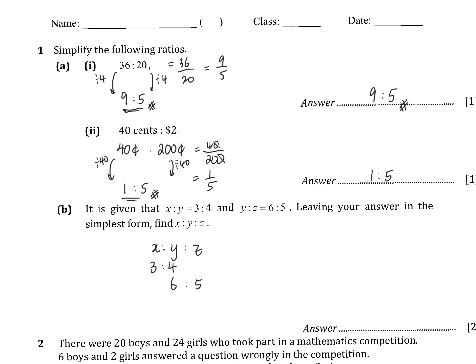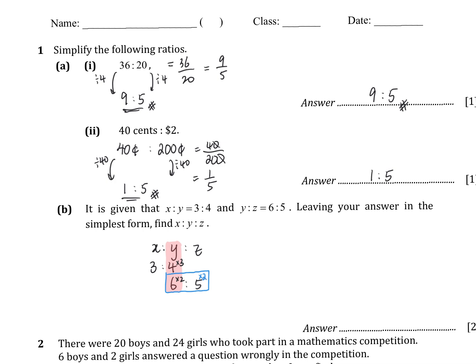Okay, so remember, the overlapping unit is Y. I need to make them the same size. So both have to be 12. So I times 3 for 4 and I times 2 for 6. But remember, these two are on the same level. So if I multiply Y by 2 times, I must multiply Z by 2 times as well.